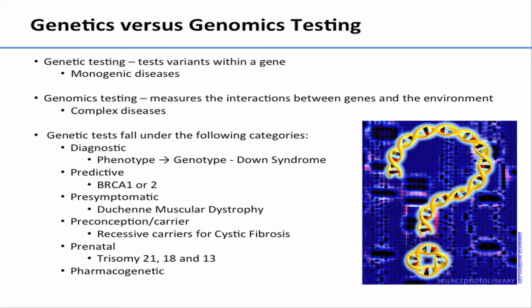You've got a diagnostic, so you've got a phenotype, and then you have a genotype. The genotype in this case would be, for example, Down syndrome. A predictive genetic test would be BRCA1 or 2. Something that's pre-symptomatic that hasn't come down yet is DMD, Duchenne's.